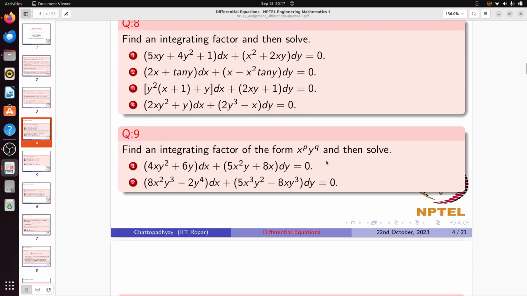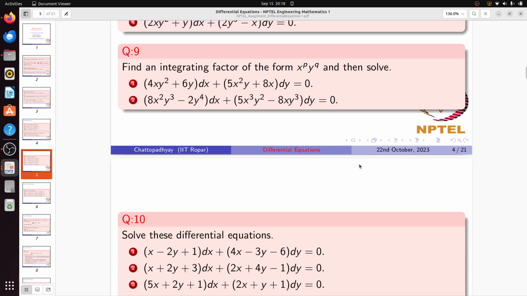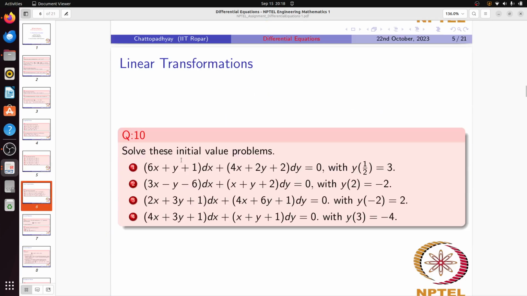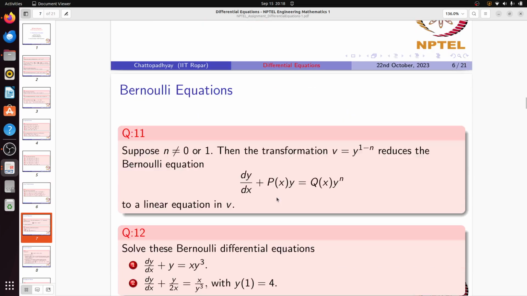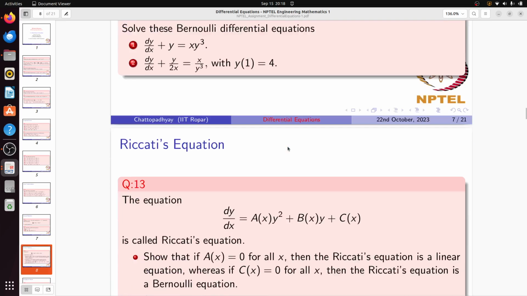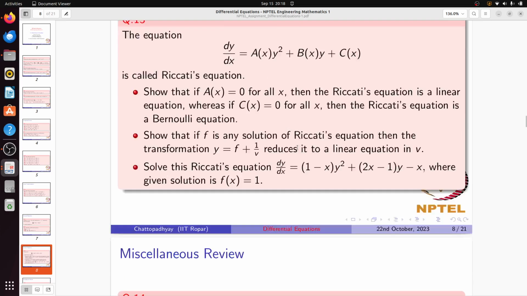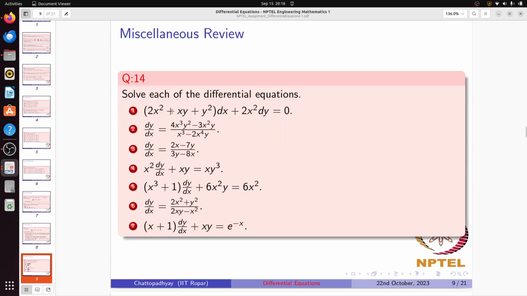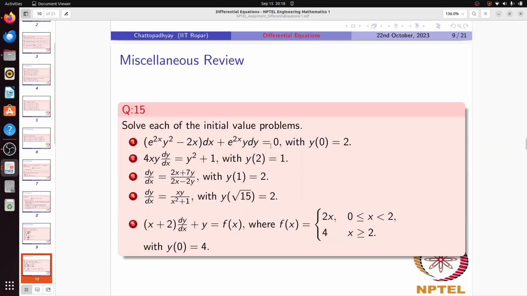Integrating factor of the form x to the power p y to the power q, and then solve these differential equations. Use linear transformations and solve these different initial value problems. Then there is this question of Bernoulli equation. Riccati equations. There are miscellaneous problems based on first order equations.